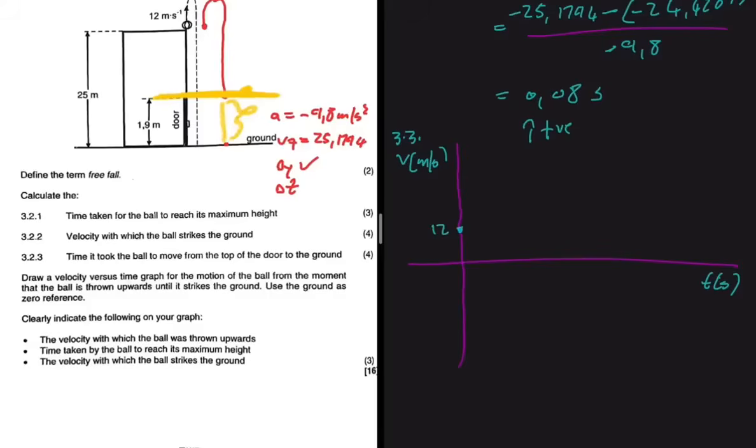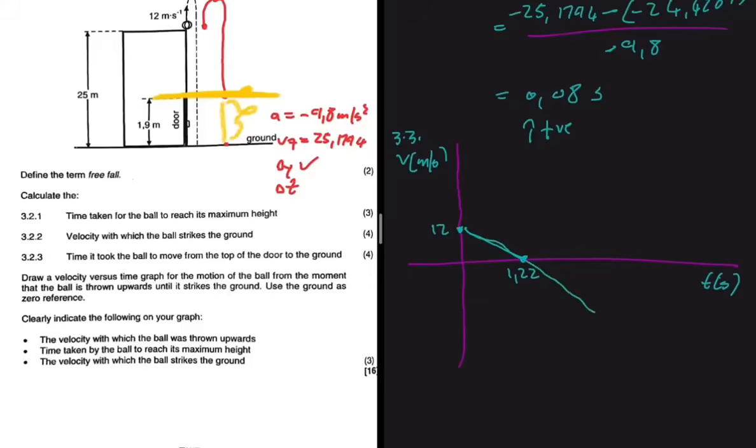And then it takes 1.22 seconds to reach the maximum height, at which the velocity is 0, right? So here, we must have a time which is 1.22. And then from there on, what happens? It changes direction, right? And now we have a negative velocity. So our graph should keep on going down. That line must be straight. Let me make sure that it's straight.